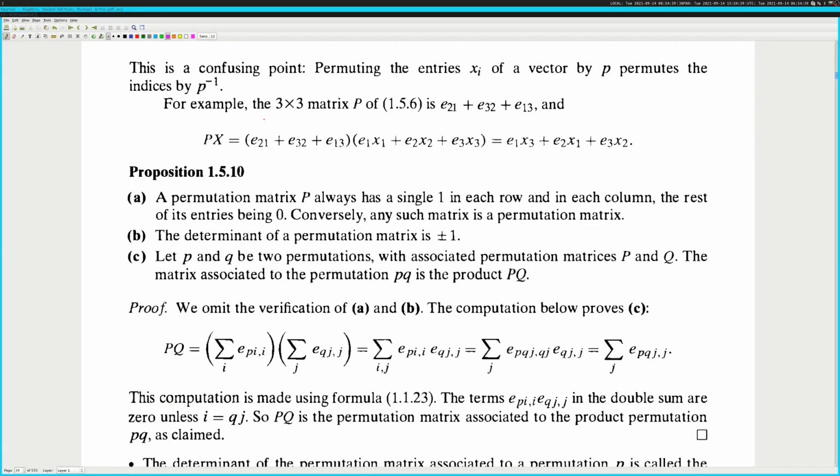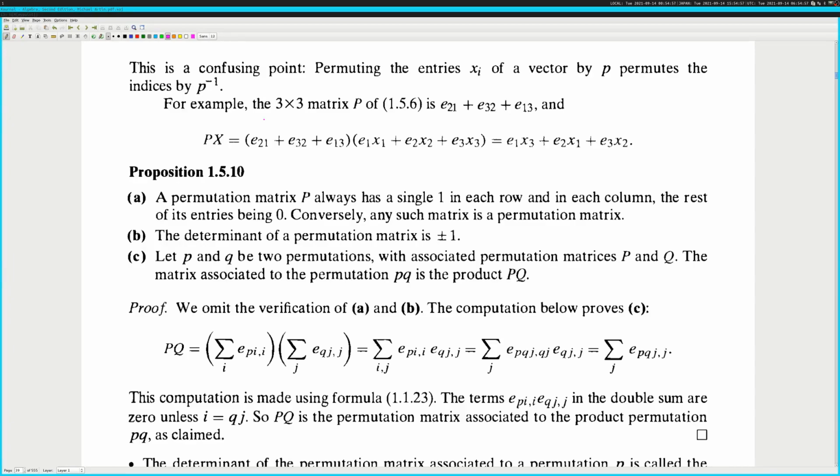Proposition 1.5.10. A permutation matrix P always has a single 1 in each row and in each column, the rest of its entries being 0. Conversely, any such matrix is a permutation matrix. The determinant of a permutation matrix is plus or minus 1. All right.